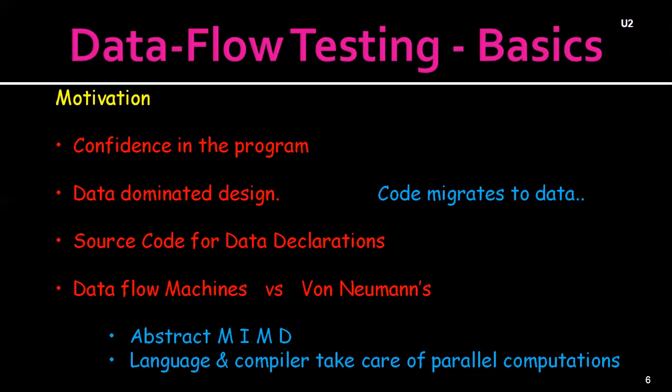So we have parallel machines, the MIMD machines with multiple processors, and sequential machines, the von Neumann machines with only one processor.